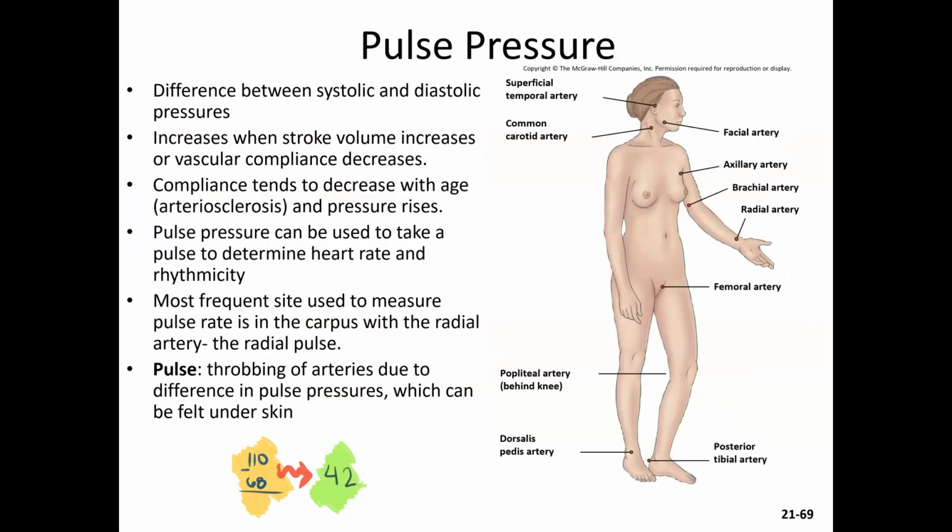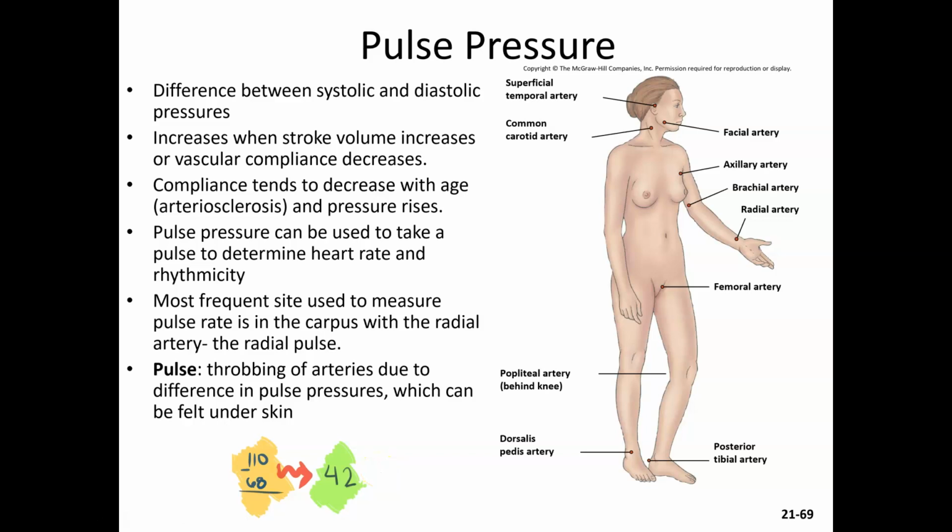The term pulse pressure is going to be the difference between our systolic and our diastolic pressures. You may be familiar that our normal blood pressure reading is around 120/80. So if that was the case, we would take 120 and subtract 80 in order to get our pulse pressure. In the example down below, we have a systolic pressure of 110 and diastolic pressure of 68. We subtract them and we get the pulse pressure of 42.